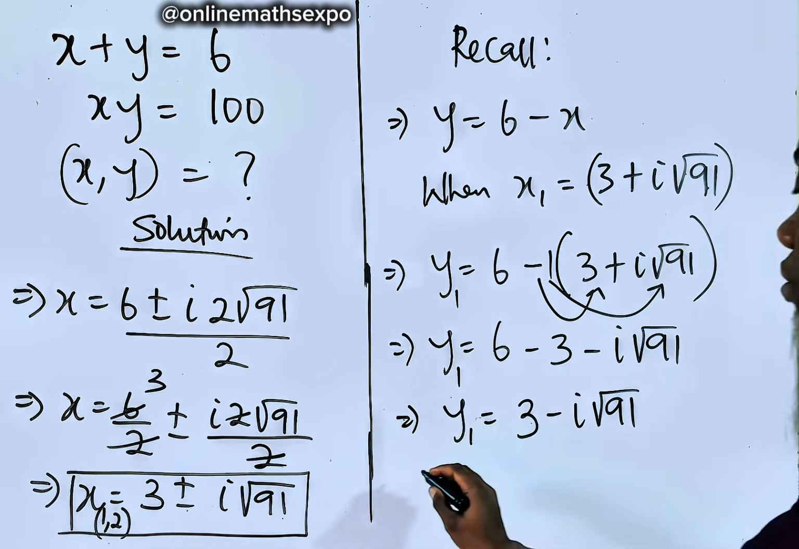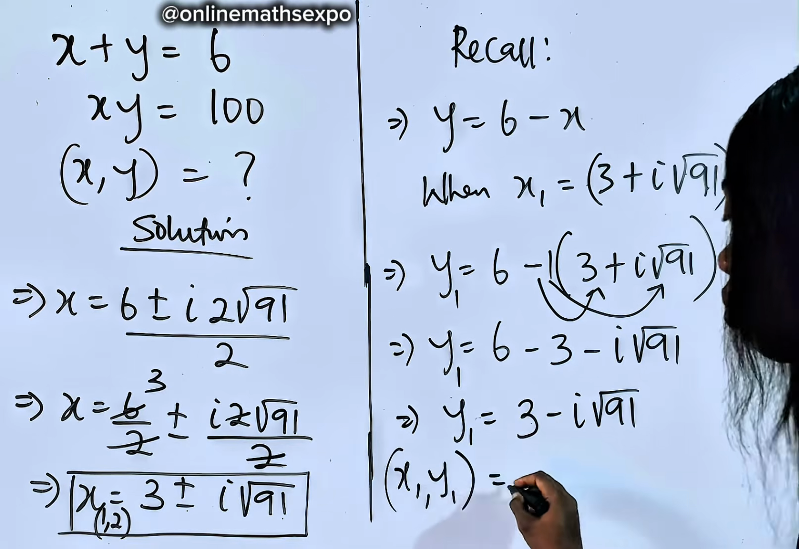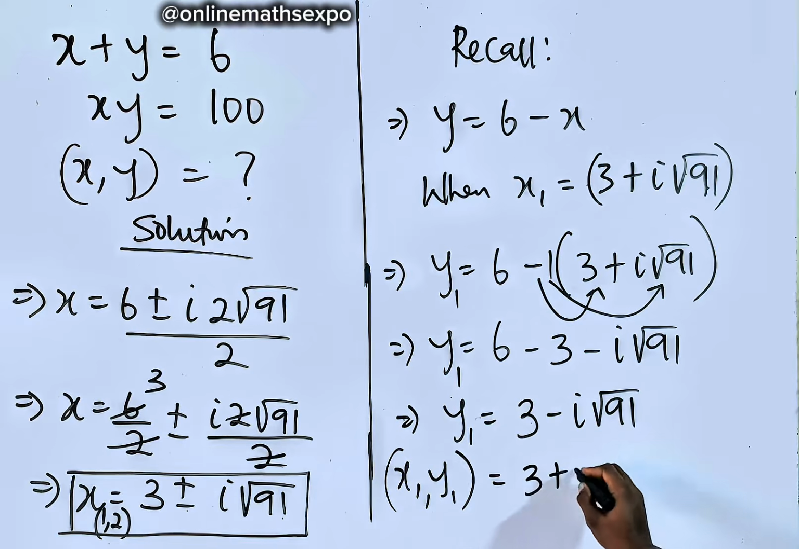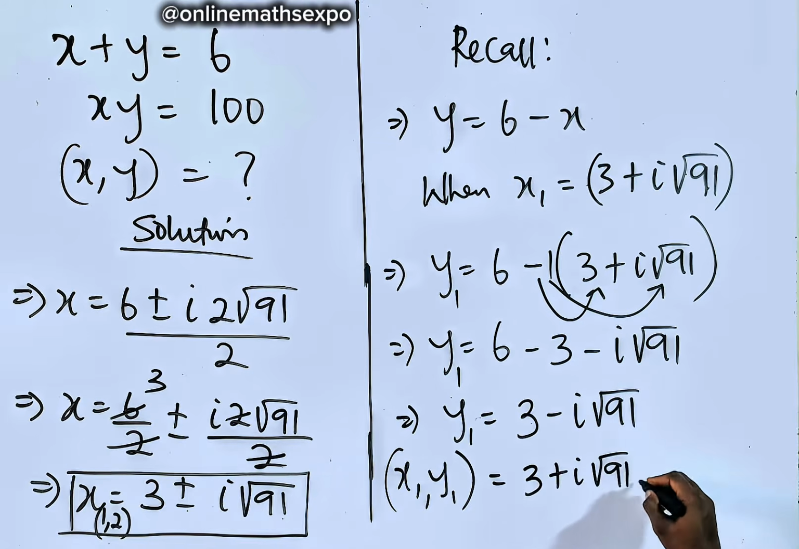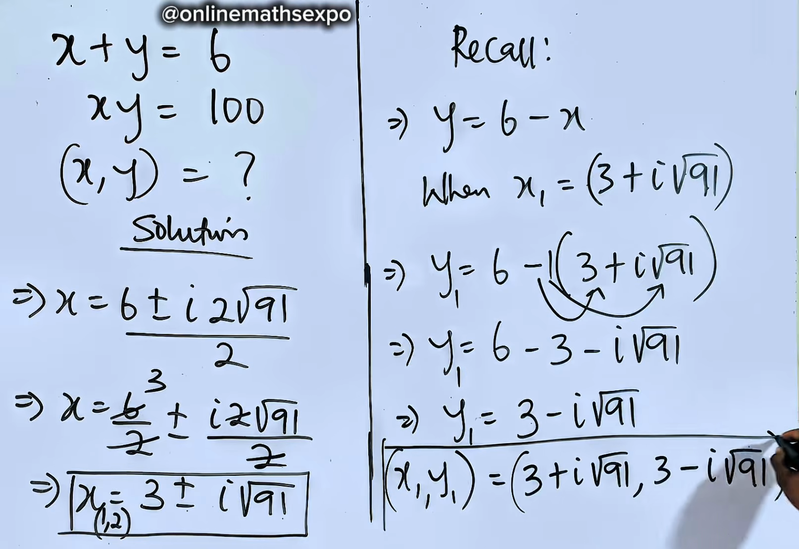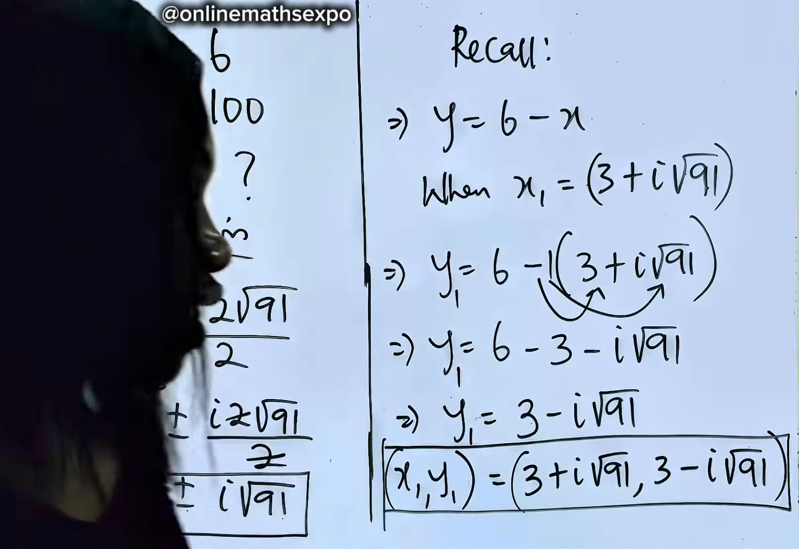So for the first value of x, we have 3 plus i root 91, and its y value is 3 minus i root 91. So let's get the remaining value of y. And I hope you've already given us a thumbs up. Thank you, and let's keep doing this.